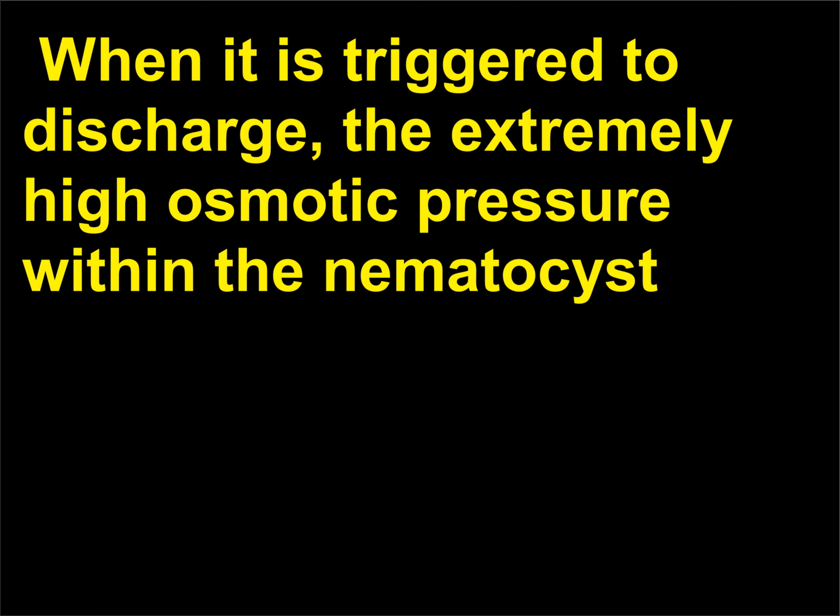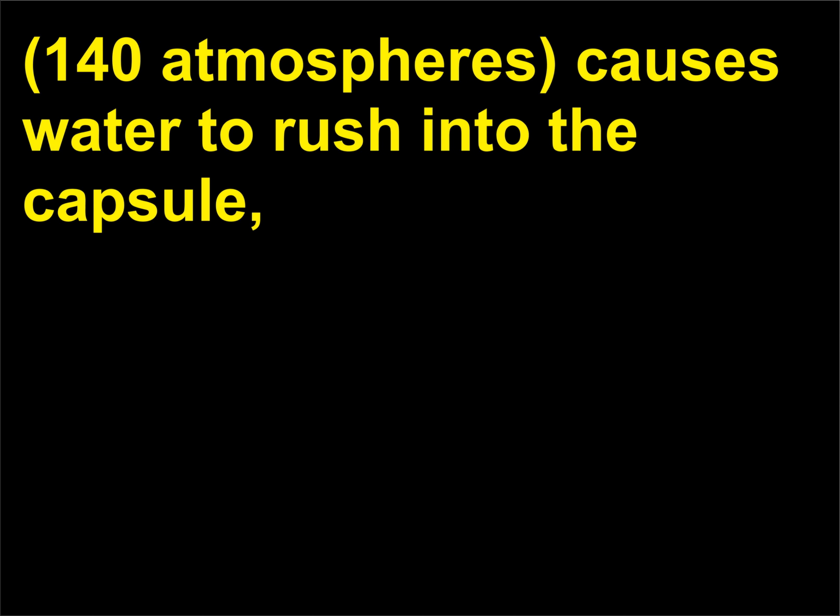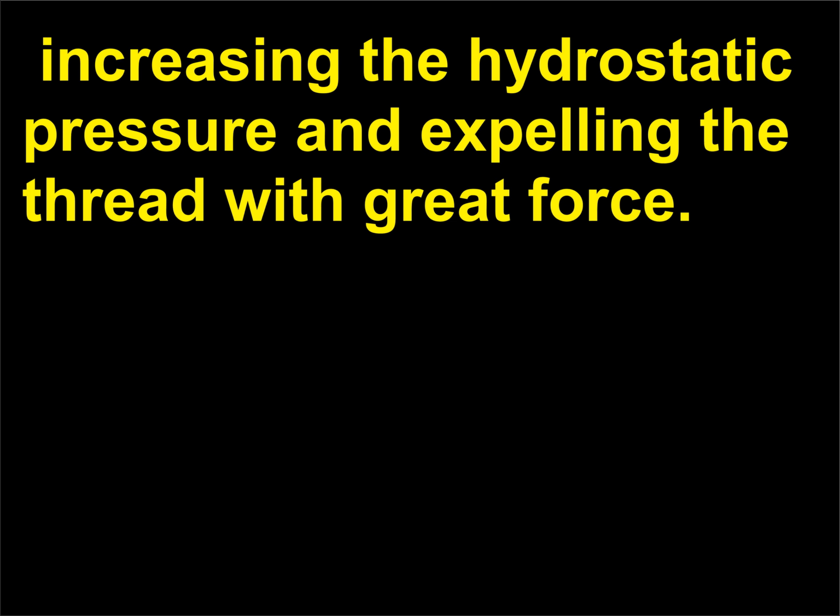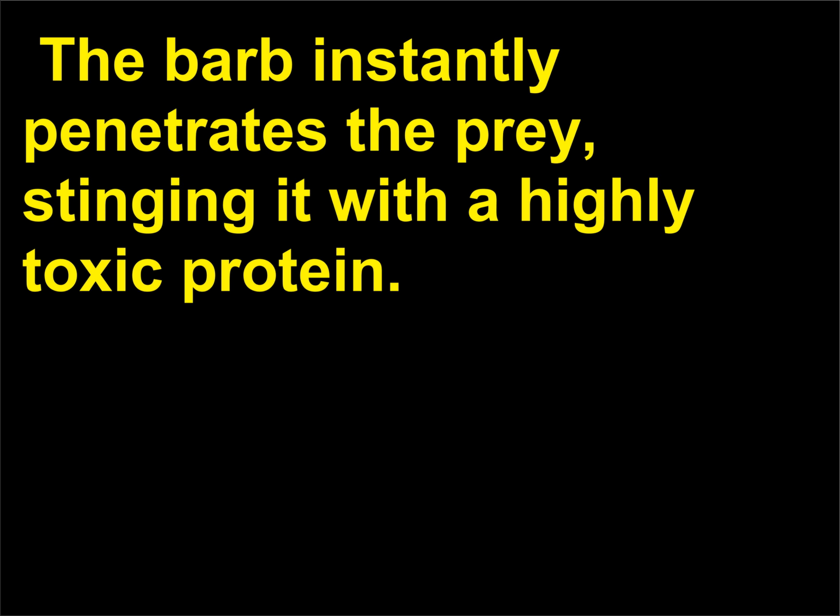When it is triggered to discharge, the extremely high osmotic pressure within the nematocyst, 140 atmospheres, causes water to rush into the capsule, increasing the hydrostatic pressure and expelling the thread with great force. The barb instantly penetrates the prey, stinging it with a highly toxic protein.